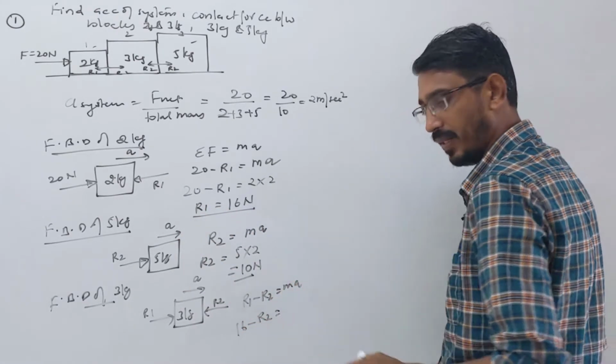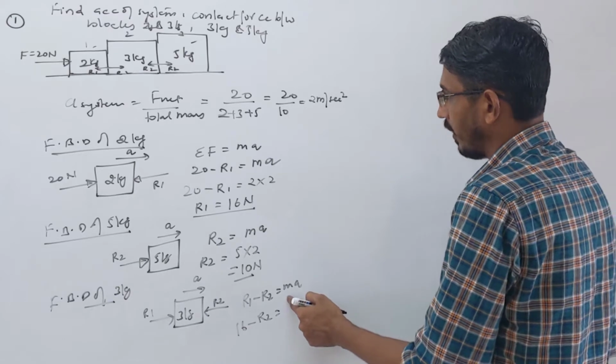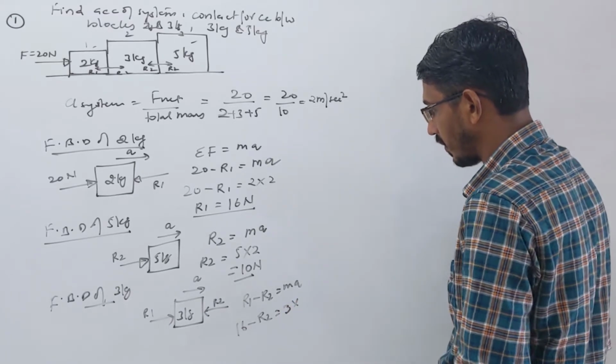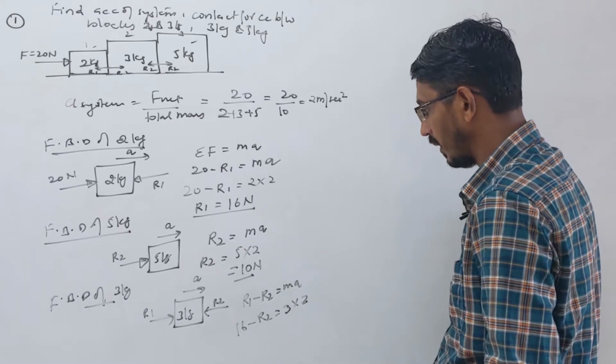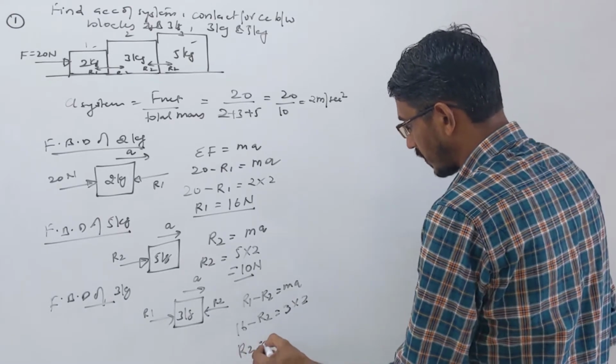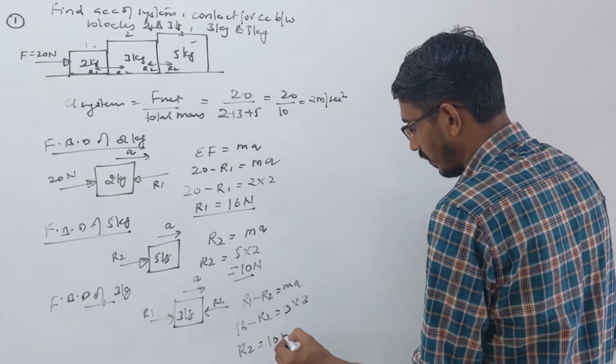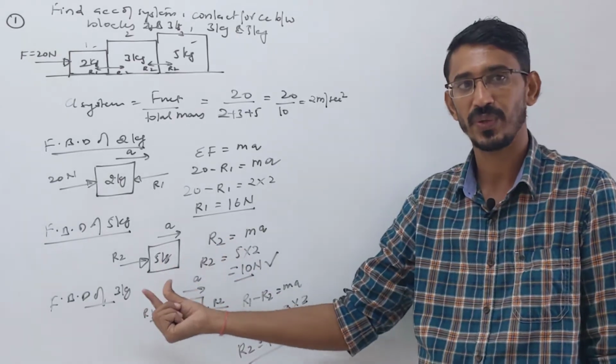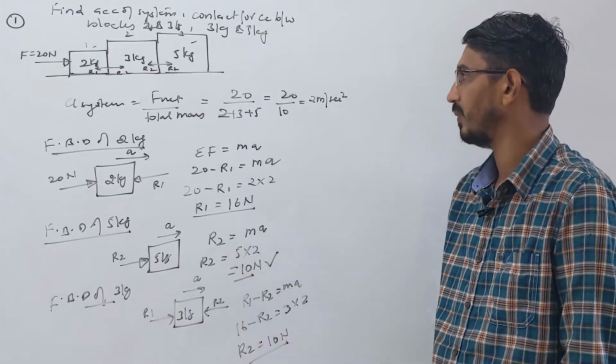R2 you have to calculate, right? So Ma, mass is given how much? 3. And acceleration is given as 2, correct. So R2 becomes 16 minus 6, which means 10 Newton. Same answer we got here itself. That's the easier way to do it, because only one force is unknown, right? So you should do it that way.